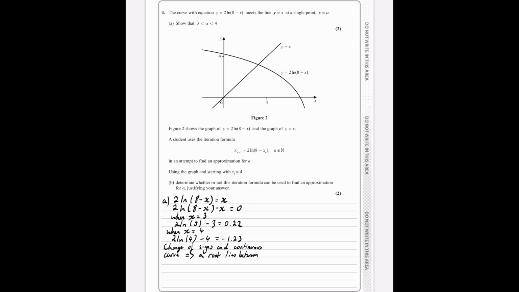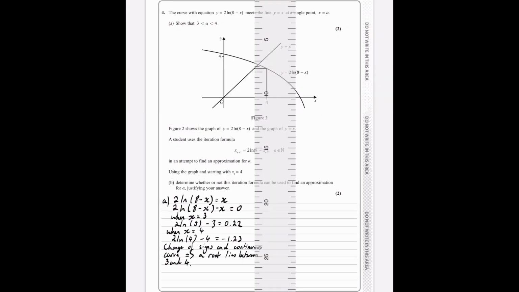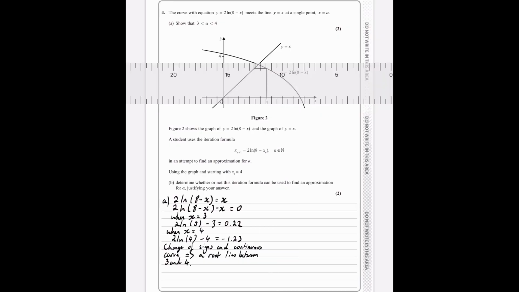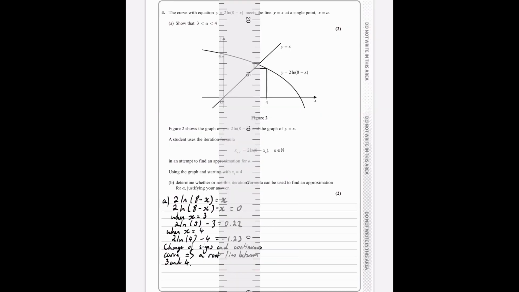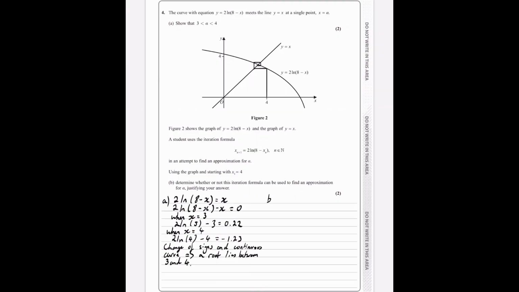For part B, we've got to decide if it's going to work or not, essentially as an iterative formula. So I'm going to draw in values, we plug 4 in, and each time we get an output, we plug that output back in, and we get the cobweb diagram that's on the screen there, as it cobwebs inwards or spirals inwards towards the solution. So the answer to this question is yes, it will work.